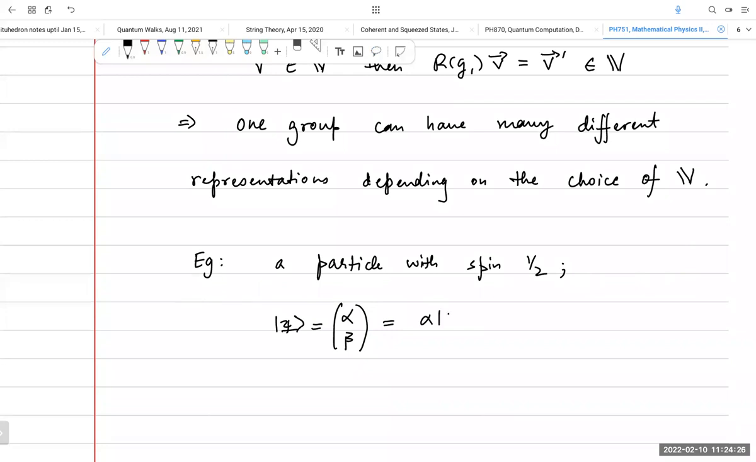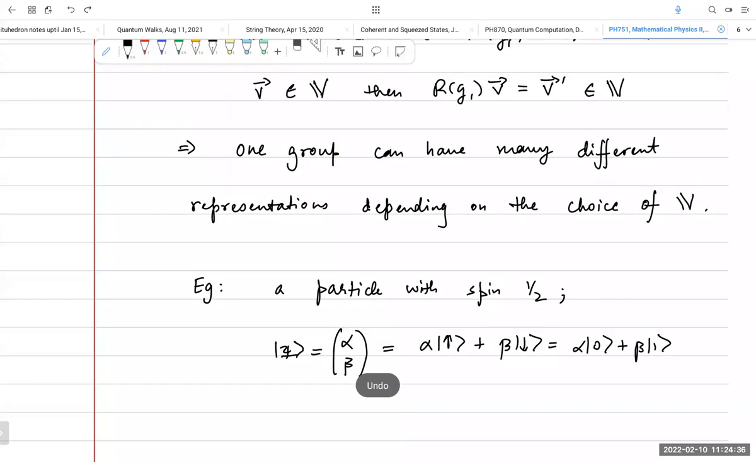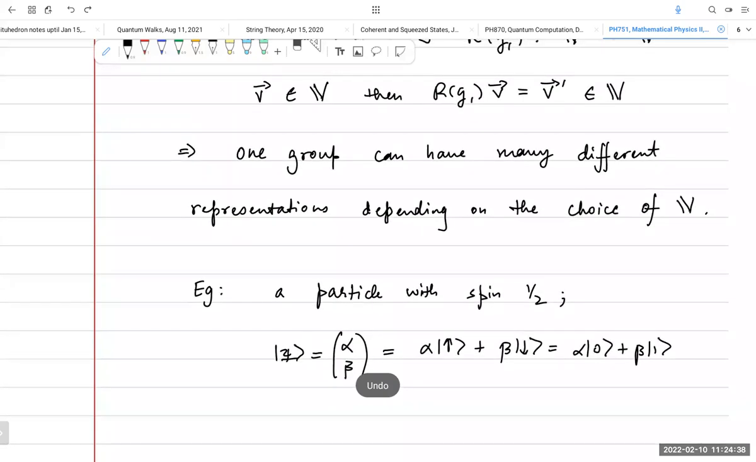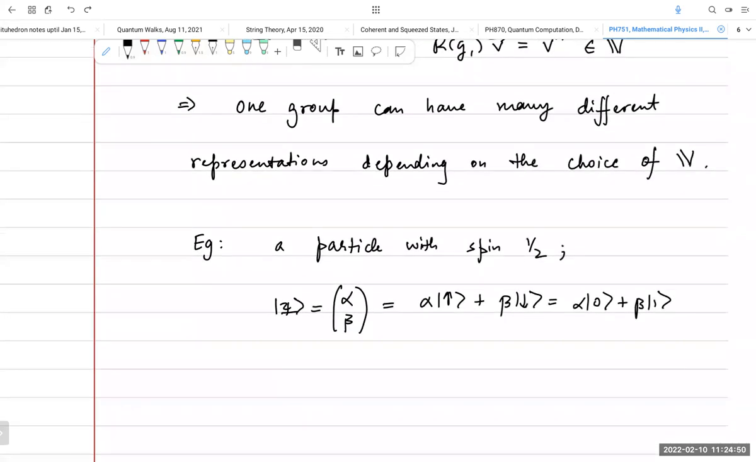Excuse me, sir. Sir, this R of G1 acting on V means the G1 element of group G acted on a vector space, right? Yeah, but G1 is an abstract quantity. It's an abstract object. The thing is that the same group element can act on many different kinds of objects.